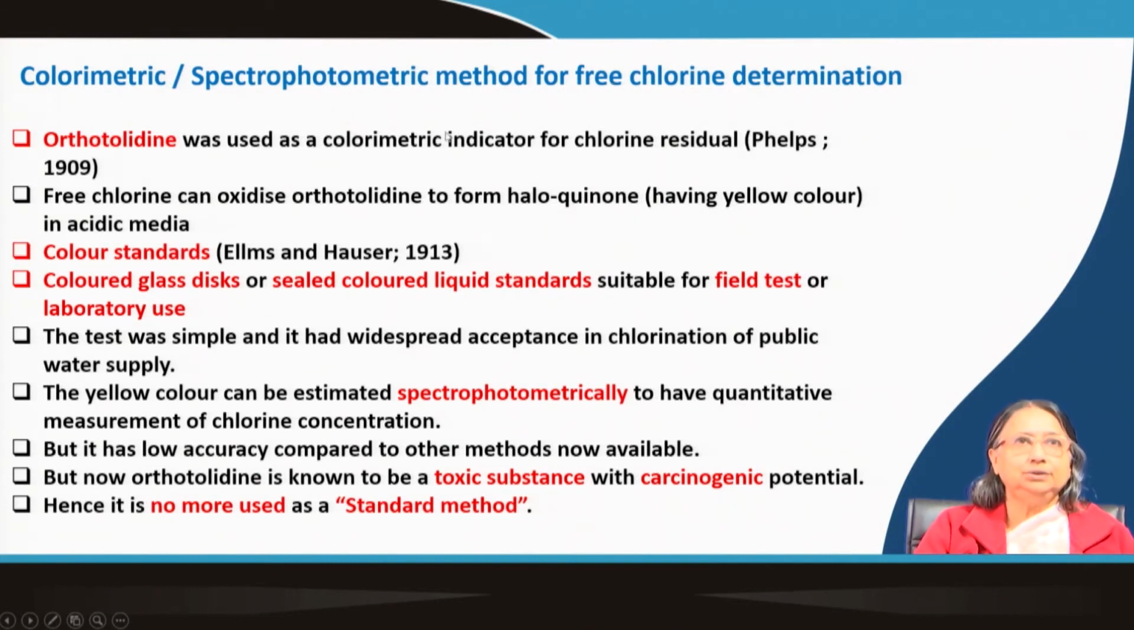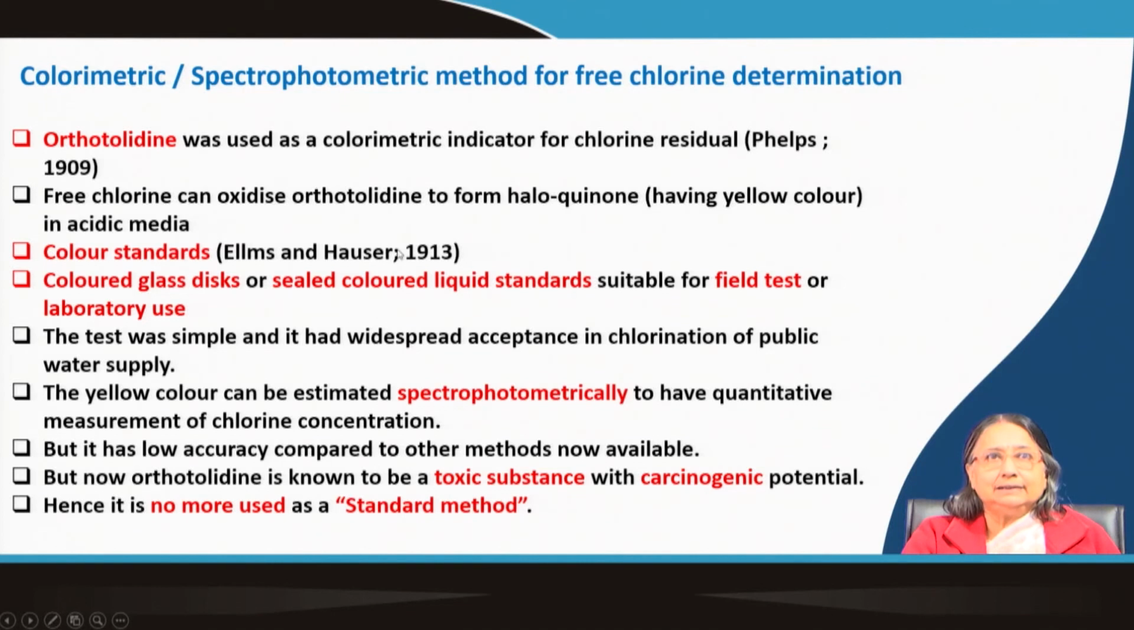So, how can you do the colorimetric method? Orthotoluidine, not toluidine, toluidine is something else. Orthotoluidine was used as a colorimetric indicator for chlorine residual. You see the year 1909, Phelps, very old method. Free chlorine can oxidize orthotoluidine to form a haloquinone. Quinone, I told you, sometimes has color, having yellow color in acidic media. Free chlorine can do this.